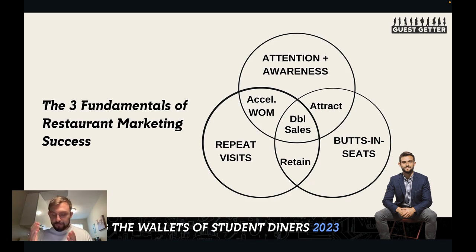And then because the goal is never to get a guest one time, it is to get a guest again and again, we have to retain those butts and seats so that they become repeat visits. And ultimately, when all of these key activities are working in harmony with one another, we achieve what we call accelerated word of mouth. Okay, a lot of bars and restaurants live and die by word of mouth, and they don't understand that we can actually accelerate that word of mouth. We can influence it more than just relying on hope and pray.